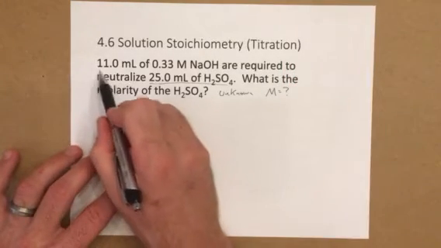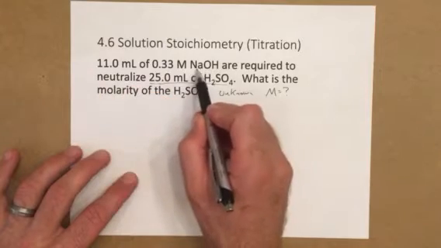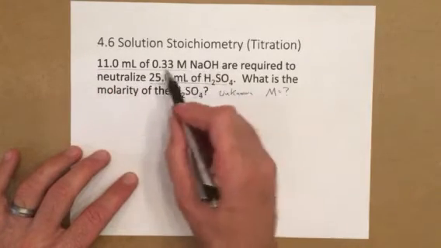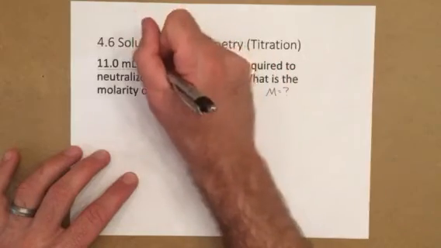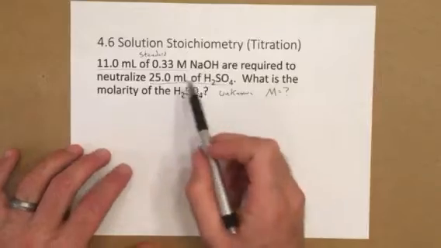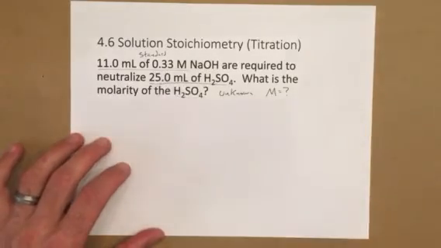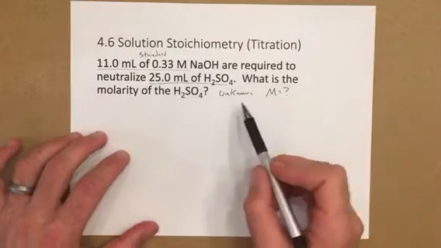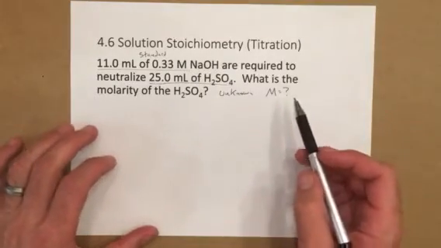And then our other solution is the sodium hydroxide. We have 11 milliliters of it, and it's 0.33 molar. So this is our standard. And the standard solution is the one that you know both the volume and molarity of. The standard could be an acid or a base, and the unknown could be an acid or a base.